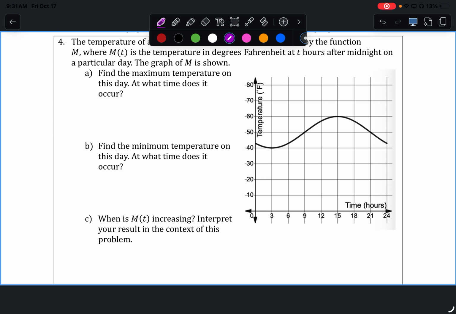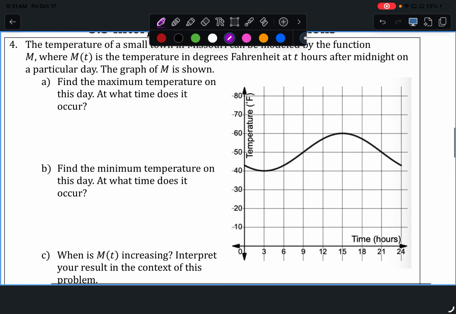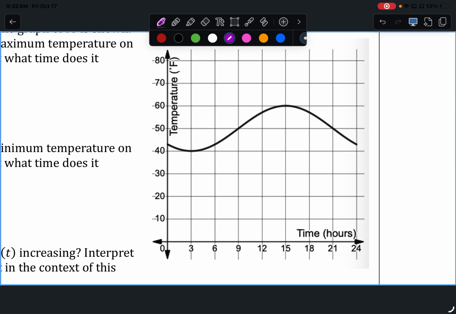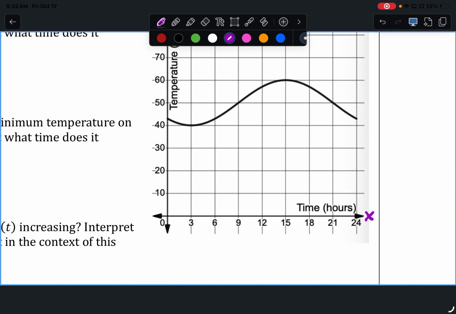For question 4, the temperature of a small town in Missouri can be modeled by the function m, where m of t is the temperature in degrees Fahrenheit at t hours after midnight on a particular day. The graph of m is shown. Before we do anything else, our y-axis is our temperature. Our x-axis is our time. It is doing hours after midnight. It is counting up in military time.